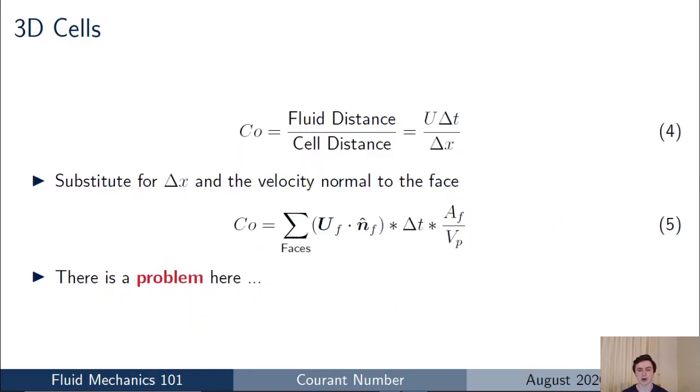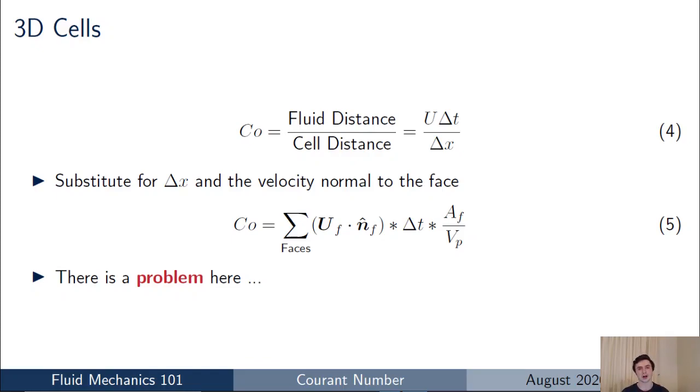So now what we can do is go back to that original definition, and remember we want to know the distance that the fluid has traveled in a time step and divide that by the distance across the cell. So if we substitute for delta x and the velocity, we're now taking the velocity normal to the face, and of course we're going to have to sum over all the faces now, and that gives us the expression there which you can see in equation 5.